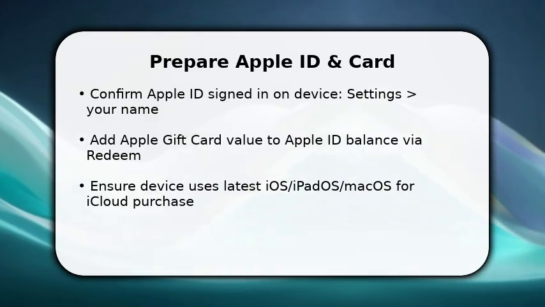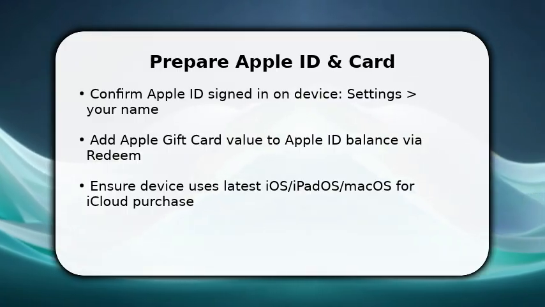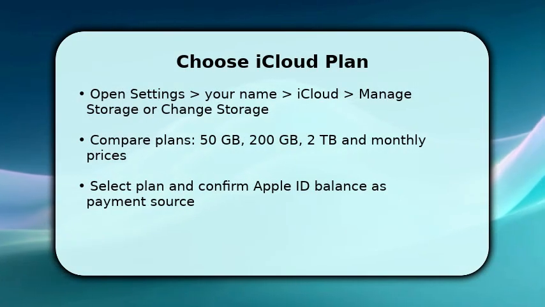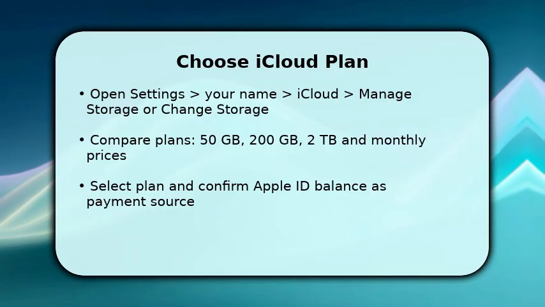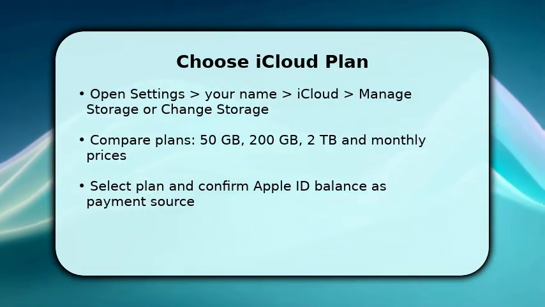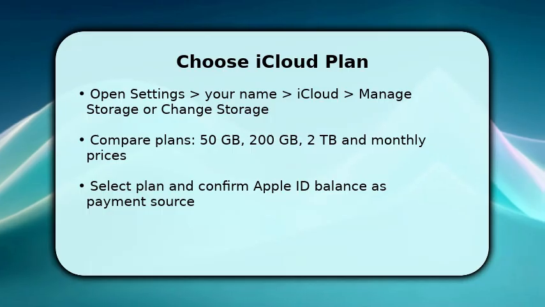After redeeming, check your Apple ID balance so you know exactly how much you have available for the iCloud storage plan purchase. Next, go to Settings, tap your name, then iCloud and change storage to See Plans. You pick the plan that fits your usage, 50 GB for light needs or 200 GB/2 TB for family or heavy backups. This matters because larger plans cost more monthly.